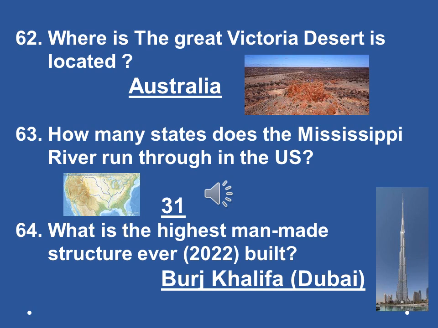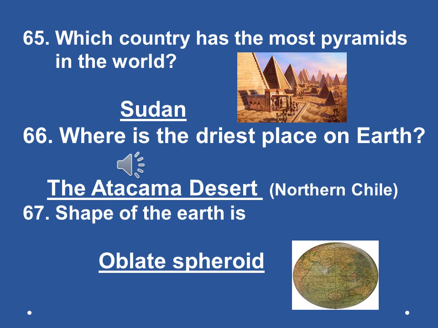How many states does the Mississippi River run through in the US? 31. What is the highest man-made structure ever built? Burj Khalifa, Dubai. Which country has the most pyramids in the world? Sudan. Where is the driest place on earth? The Atacama Desert, northern Chile. The shape of the earth is an oblate spheroid.